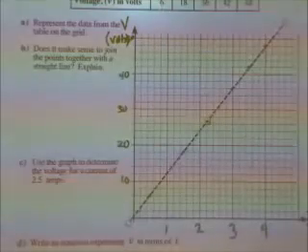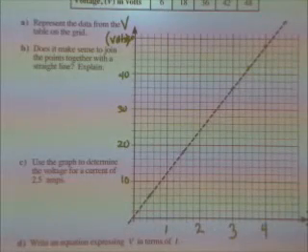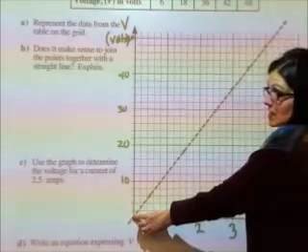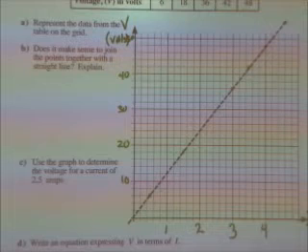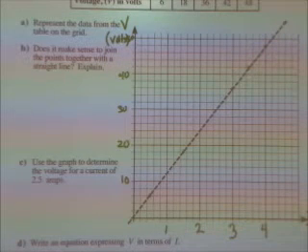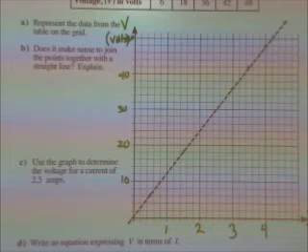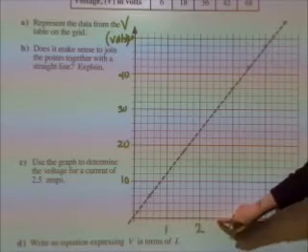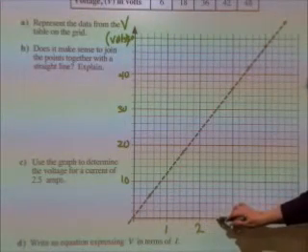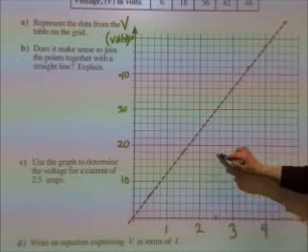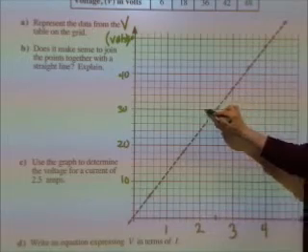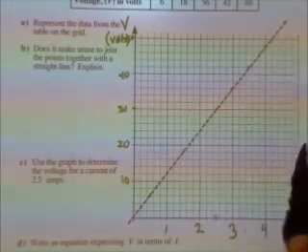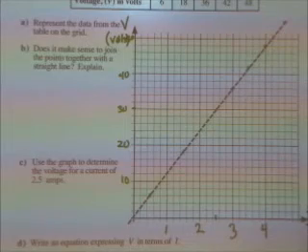And if you notice, that straight line goes through what point? What do we call this? The origin. Does it make sense that 0 amps is going to have 0 volts? Yep. Okay. So it says, use the graph to determine the voltage for a current of 2.5 amps. So 2.5 amps would be right here. So I'd follow this up to where it hits the line, and then I'd follow it across to get how many volts? 30 volts.